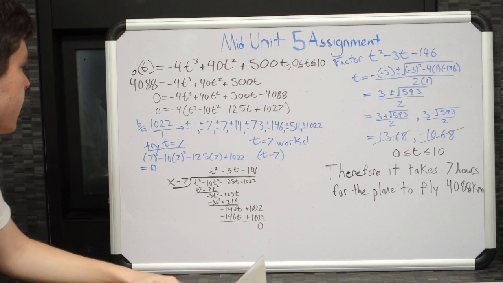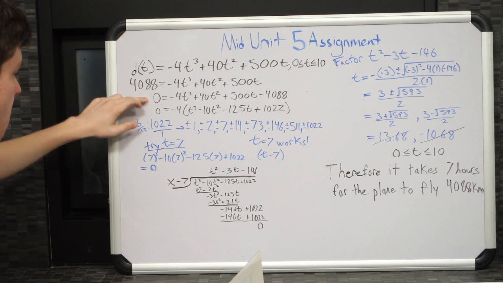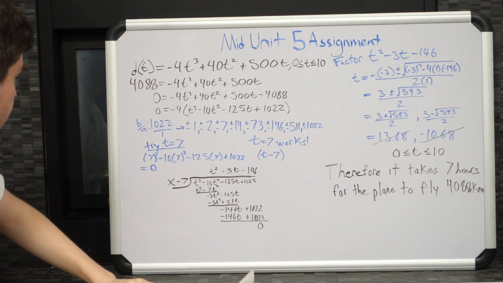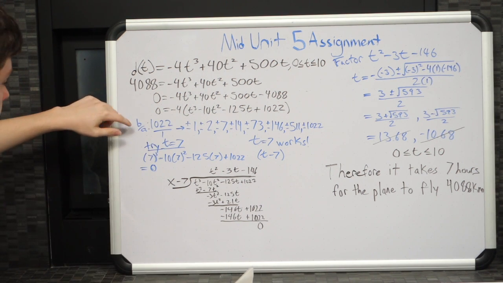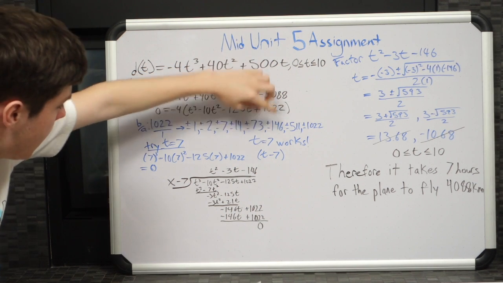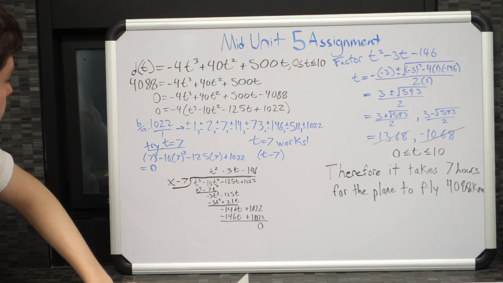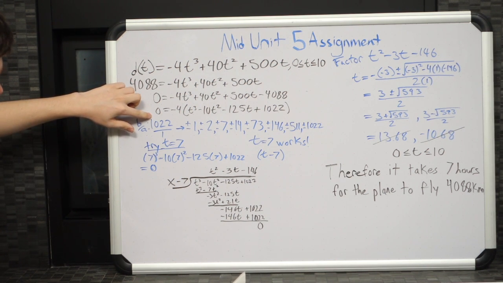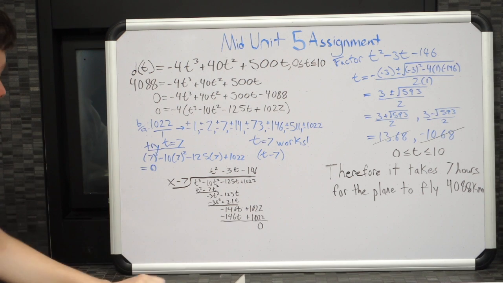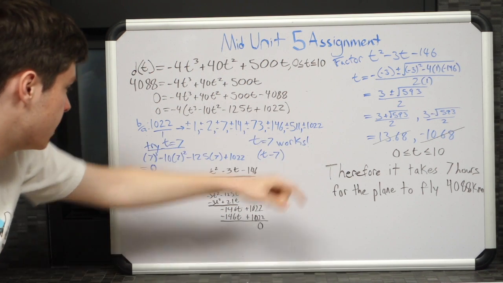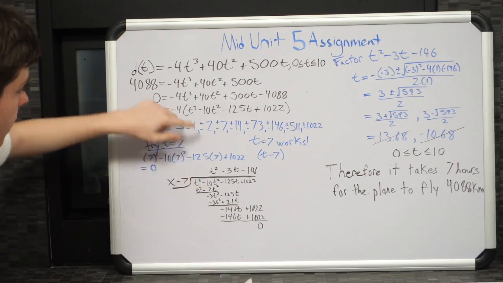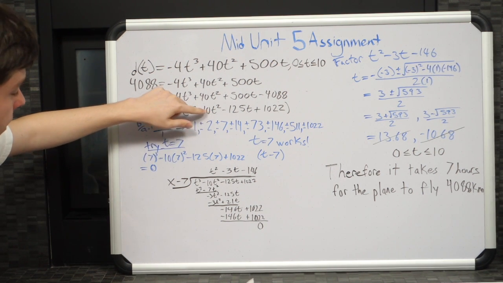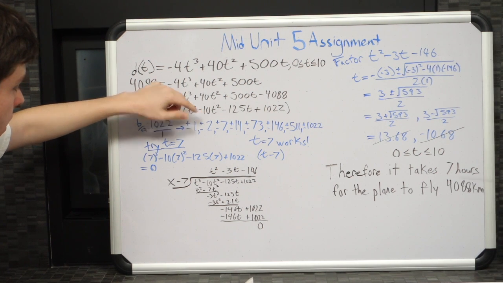and then I moved 4,088 to the right side and made this equal 0, and then I factored out the -4 from the equation, and now I have to factor the equation in the brackets. So what I did was b over a, so that's 1022 over 1. These are the factors of that, and now I have to try each factor, positive and negative, and plug it into this equation, and if I get 0, then that's a factor.